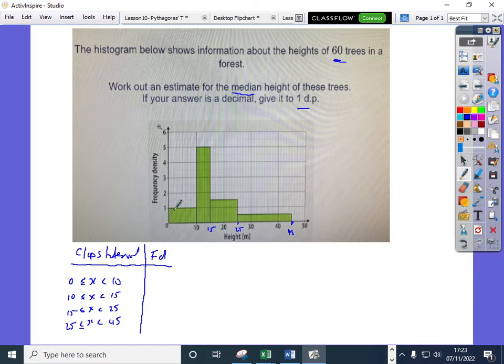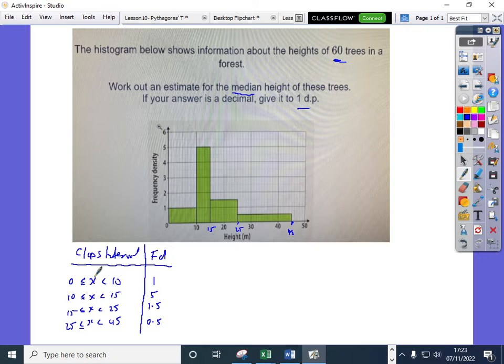So the frequency density for this bar is 1, for this one is 5, and for this bar it looks like it's bang in the middle, but I'm going to go 2, 4, 6, 8. It is exactly in the middle, so I'm going to call that 1.5. I think it's in sixes: 1, 2, 3, 4, 5, 6. And this one is also exactly in the middle, which is going to be 0.5.